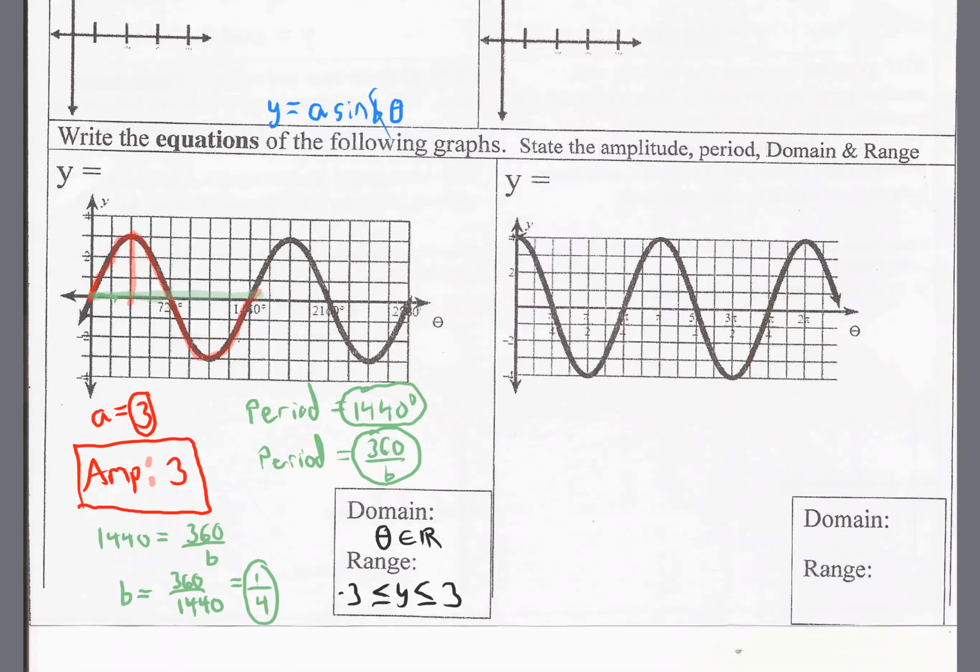So now I'm just plugging in for A and B and I'm done. So it's going to be A, which is 3, sine of 1/4 theta. A better way to write 1/4 times theta is just theta over 4. So this is the same as saying 1/4 times theta. So that would be your answer, and you can check that on your graphing calculator using the same window of the given graph. So like 0 to, what does it say, 2800 or something like that.